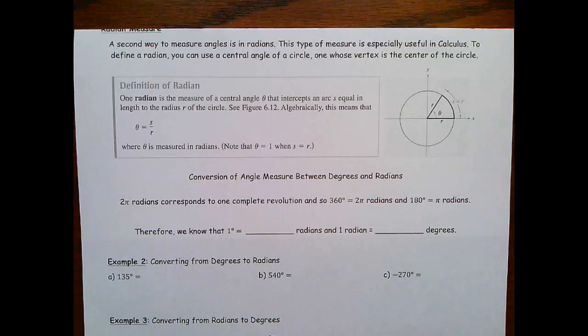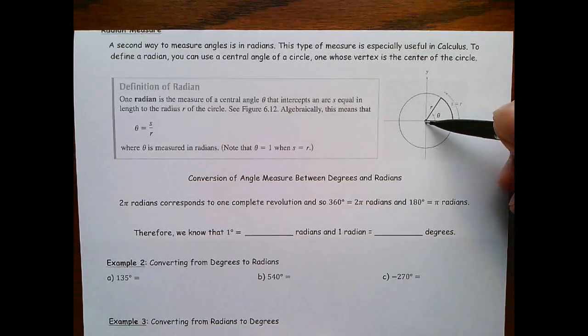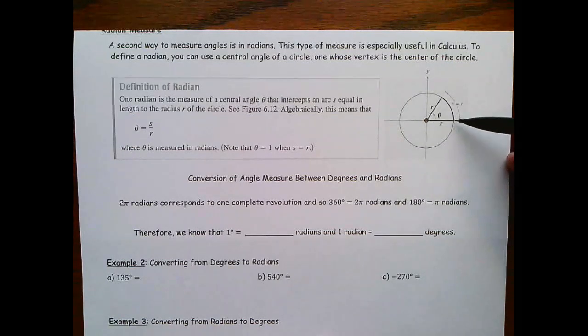So it says here, a second way to measure angles is in radians. This type of measure is especially useful in calculus. To define a radian, you can use the central angle of a circle, one whose vertex is the center of the circle. So again, let's say that I look at this picture here. I can start my initial side on the positive x-axis, and then I can travel upwards into quadrant 1, counterclockwise, until I get to a terminal side. Most of you guys know that this angle theta is called a central angle. Why is it called a central angle? Well, because the vertex is at the center of the circle, and my initial side and my terminal side are also on the circle.